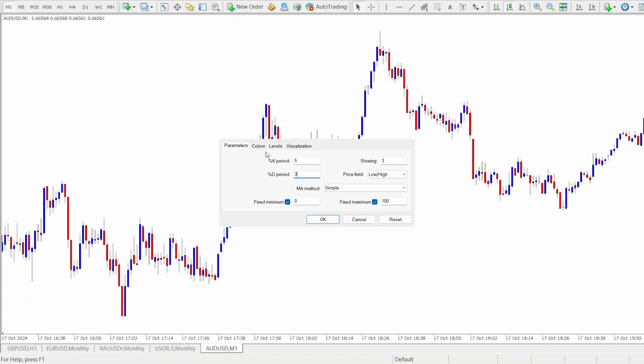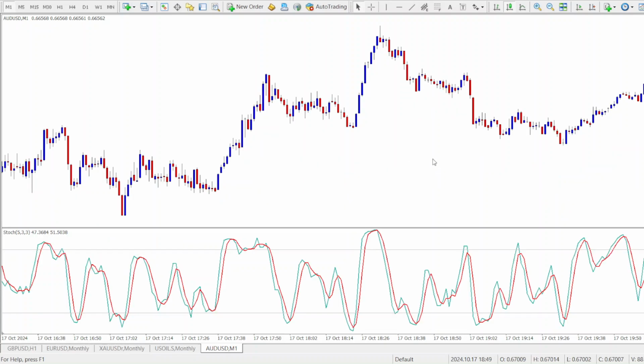Now, as for the levels, we're just going to leave the overbought level at 80. When the oscillator reaches 80 or above, the market is considered overbought, signaling a potential reversal or pullback. And then for the oversold, we're going to leave it at 20. A reading of 20 or below indicates that the market is oversold, suggesting a potential buying opportunity as price may rebound. So we're just going to add this to our chart. You can see this is the 1 minute chart.